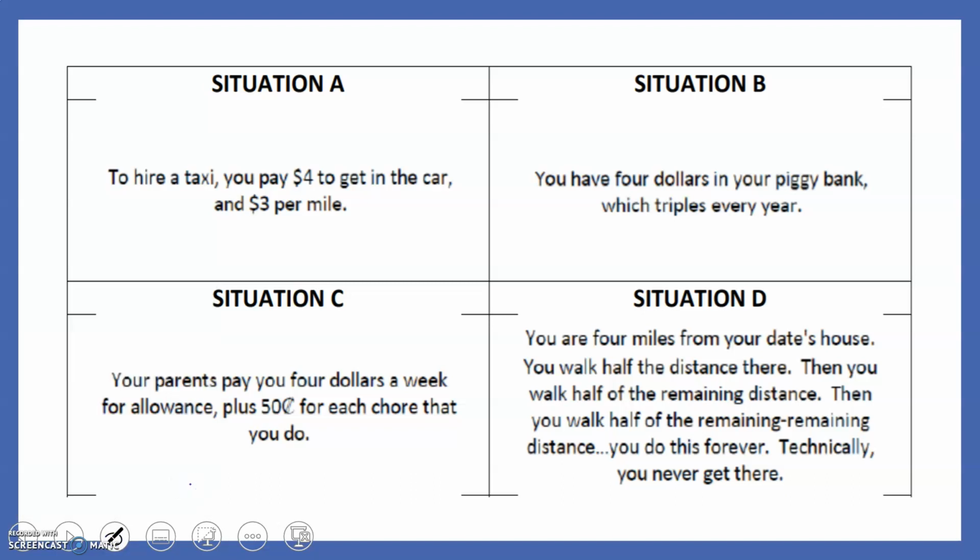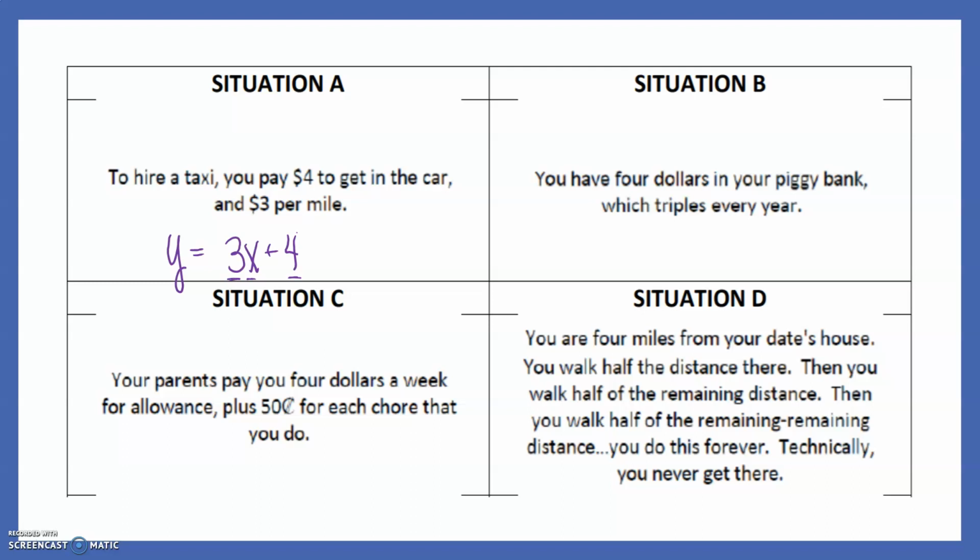So situation A, you hire a taxi and you pay $4 to get in the car and $3 per mile. We want to write an equation that represents this situation. In this case, it would be y equals 3x plus 4. $3 per mile plus the initial fee of $4.